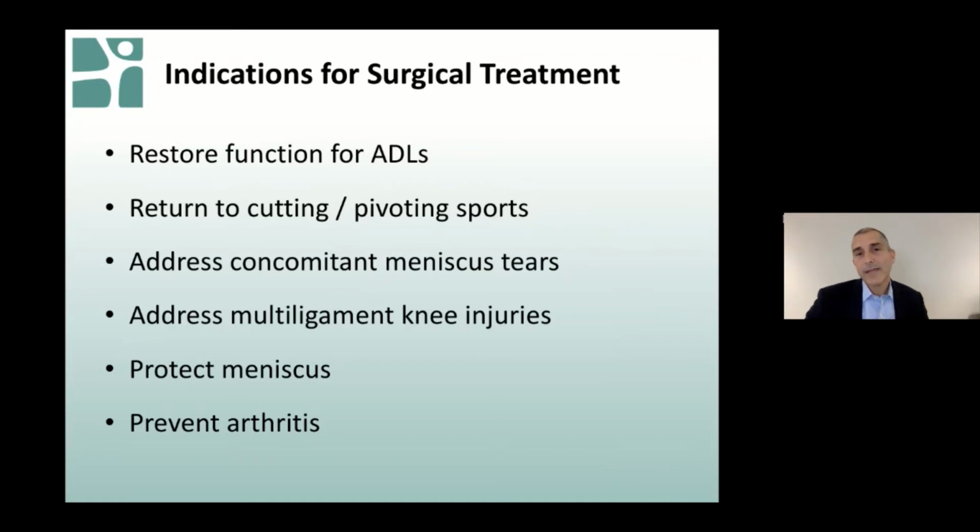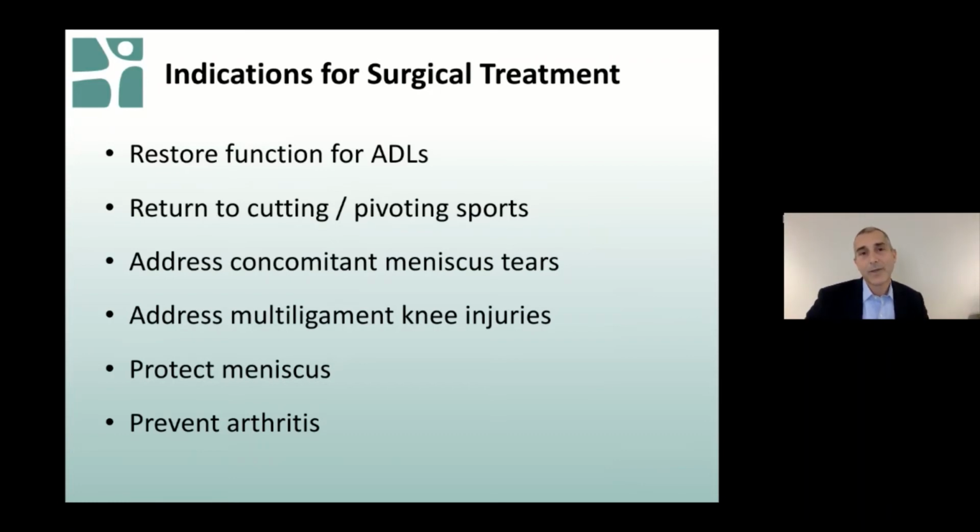We operate on the ACL also in order to protect the meniscus from further damage. What we know about an ACL deficient knee is that as a young athlete continues to play and live on that ACL deficient knee, they're much more likely to sustain an injury to that meniscus in the future. And by the time we get to that meniscus, repair is often much more difficult to deal with than preventing the meniscal tear to begin with.